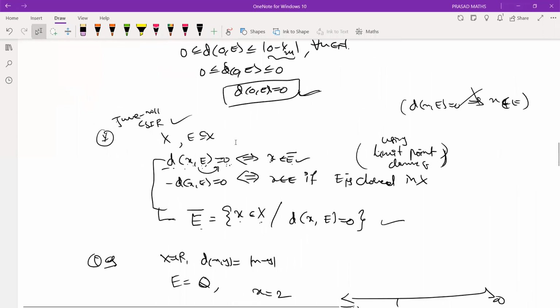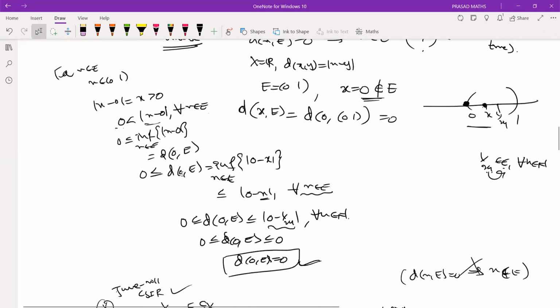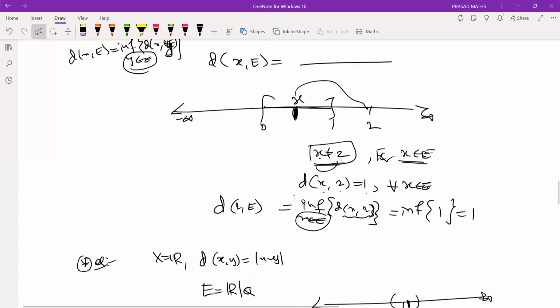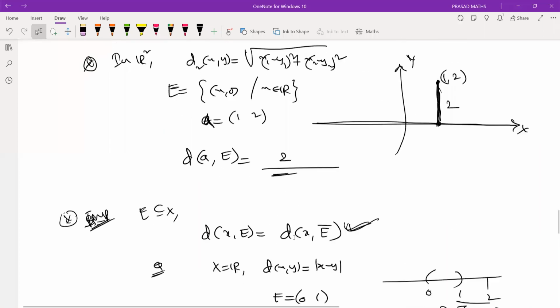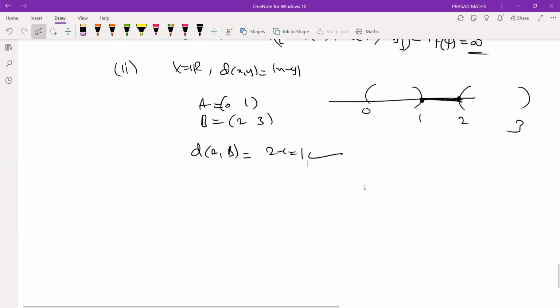Any problem can be found directly, mathematically, analytically by using this technique. But I don't want to show you for every problem because it wastes time. So what is my distance between A and B? Look at the points. My A set ends with 1, and my B set's left-hand point is 2. Therefore, they are closer to each other, and the distance between 1 and 2 is nothing but 2 minus 1, that is 1. Is it clear?